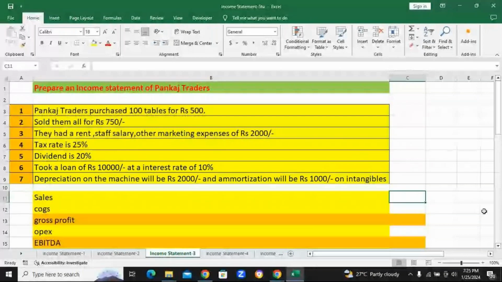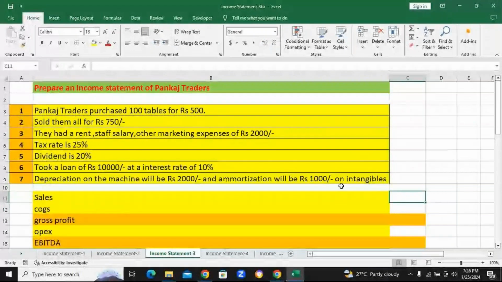Okay, let's solve this sum. Pankaj Traders purchased 100 tables for 500 rupees, sold them all for 750 rupees. They had rent, staff salary, other marketing expenses of rupees 2000. Tax rate is 25%, wherein for dividend we are talking about 20%. Took a loan of rupees 10,000 at a rate of interest of 10%. Depreciation on the machine will be 2000 and amortization will be rupees 1000 on intangibles.